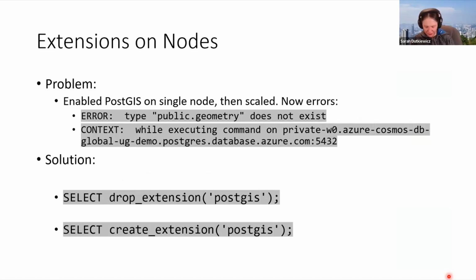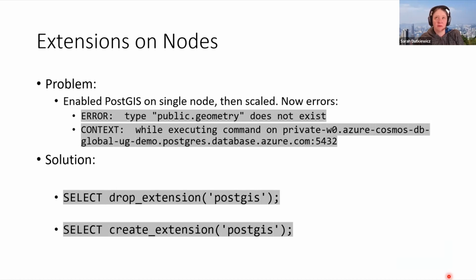Now I have a quick story on extensions. I did a talk about Azure Cosmos DB for Postgres a few weeks back and talked about having PostGIS on my single node. When I went to scale and ran my query with PostGIS, kaboom. When you scale, it does not install the extensions. So you're going to have to drop the extension and then create the extension.